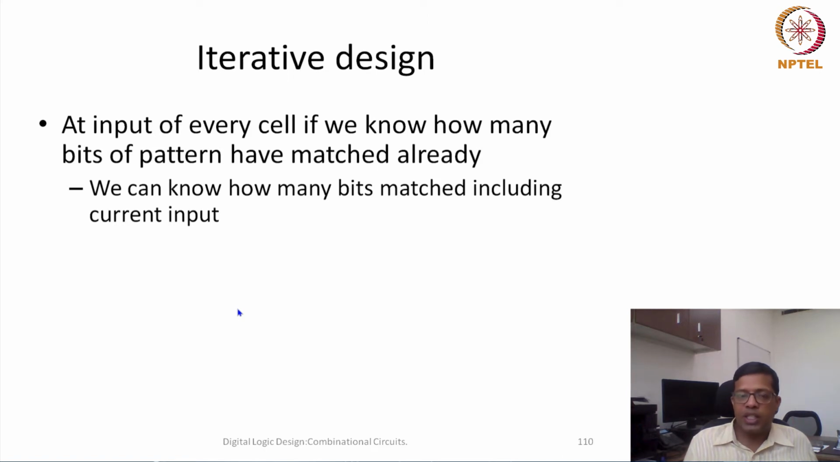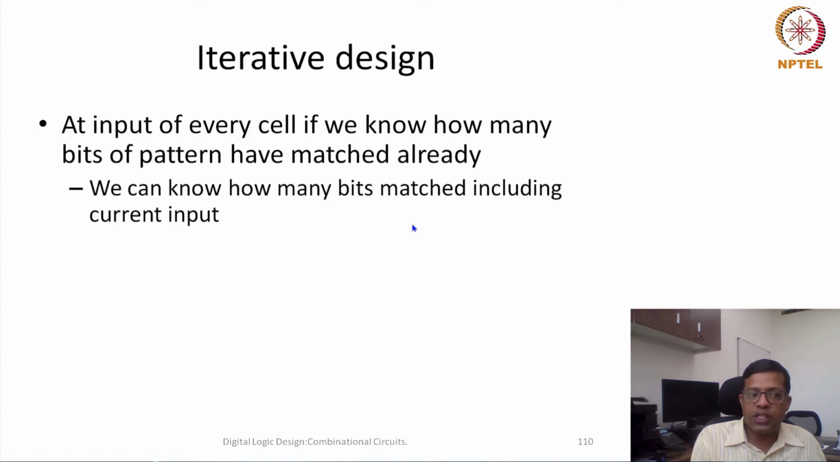So somehow we have to create this information and process it: how many bits have already matched. There could be a possibility that none of the bits has matched, or 1 bit has matched, or 2 bits, or 3 bits. There is also a possibility that all 4 bits have matched, but this possibility we can remove, because when the 4th bit matches we can have the y output as 1.